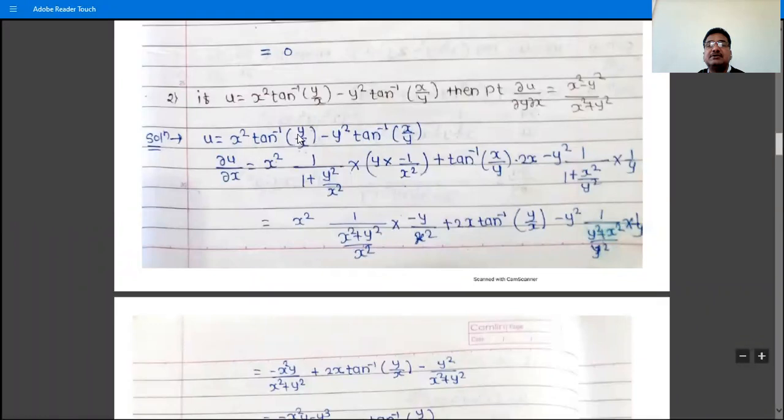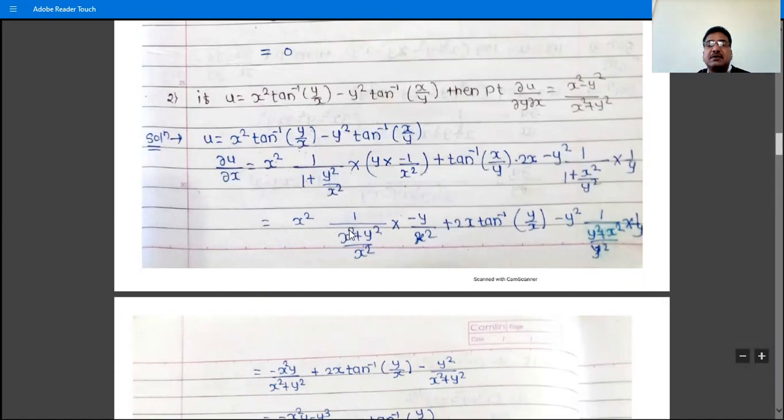Then minus y², which is constant because the derivative is with respect to x, and the derivative of tan⁻¹(x/y) is 1/(1 + x²/y²), into the derivative of x/y with respect to x, which is 1/y, since the derivative of x is 1.